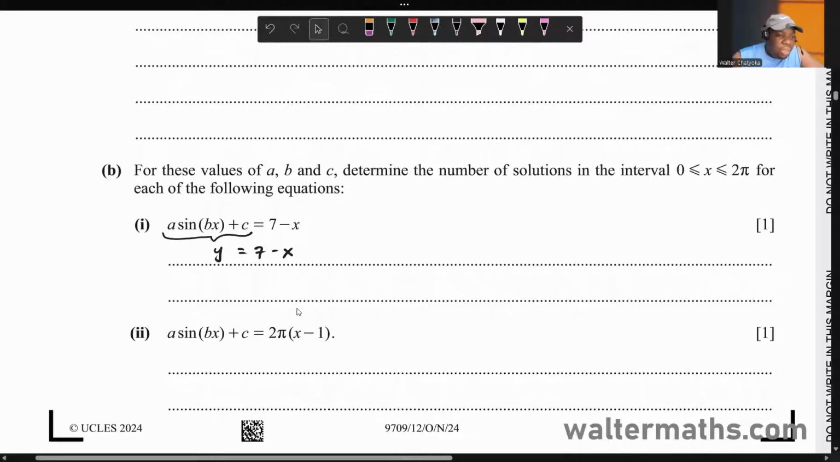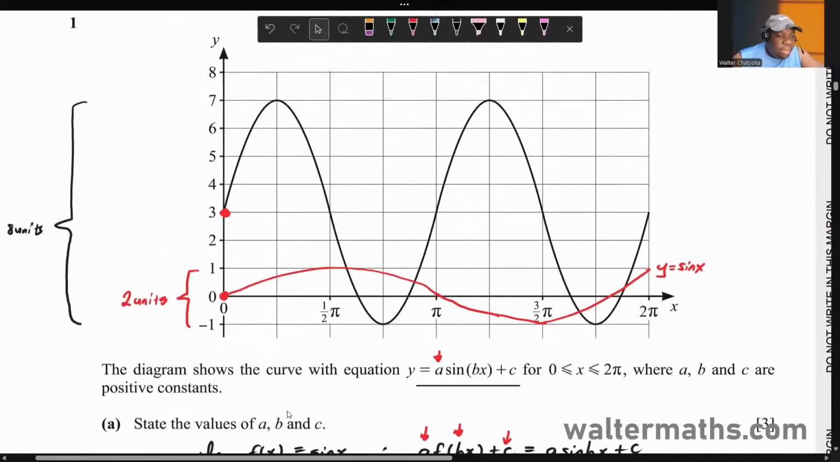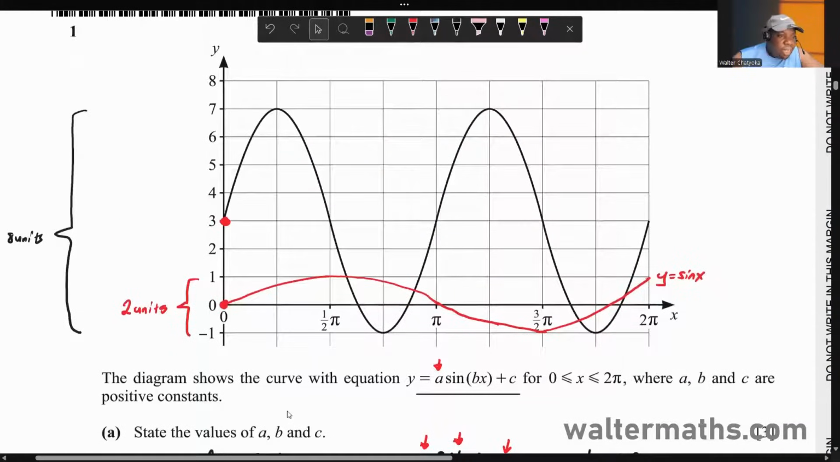So we can draw the graph of y = 7 - x. Here, when x is 0, y is 7. And when y is 0, x is also 7. All right, so we have to go to 7 and 7. 7 on the x-axis would be something greater than 2π, maybe somewhere here. And another 7 is here.